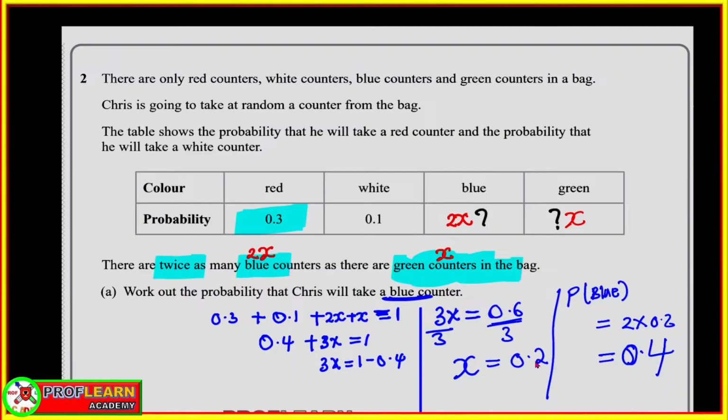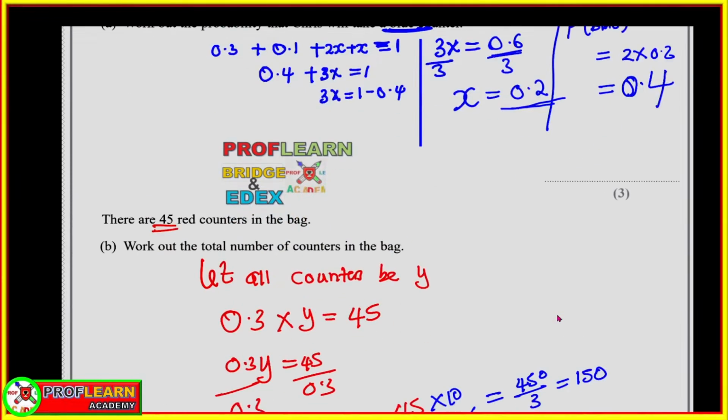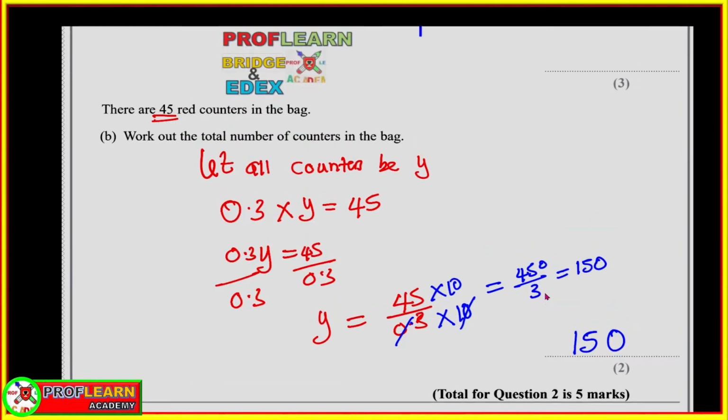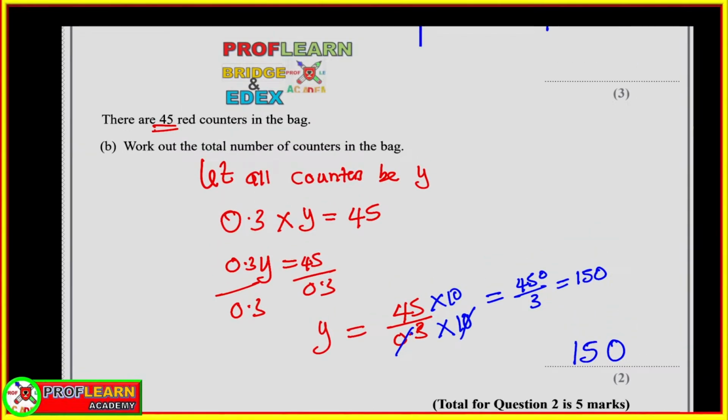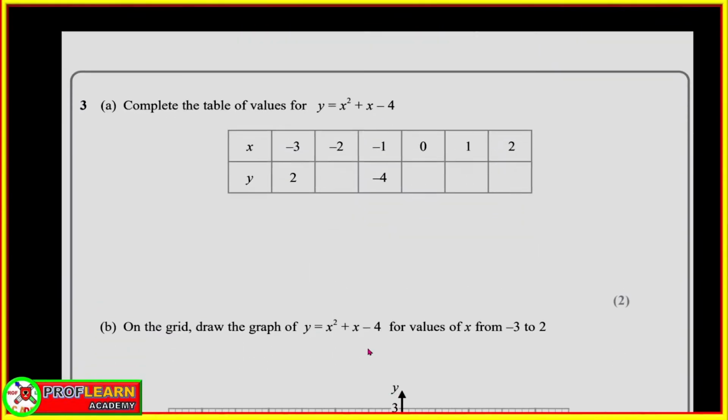So maybe if they wanted you to find the number of green counters, you can take x, which is 0.2, because green were x, so it will be 0.2 times the total number of counters that you were having here. That's in the event they were asking you to work out the number of green counters. Let's look at the next question that you can be asked in GCSE Math.